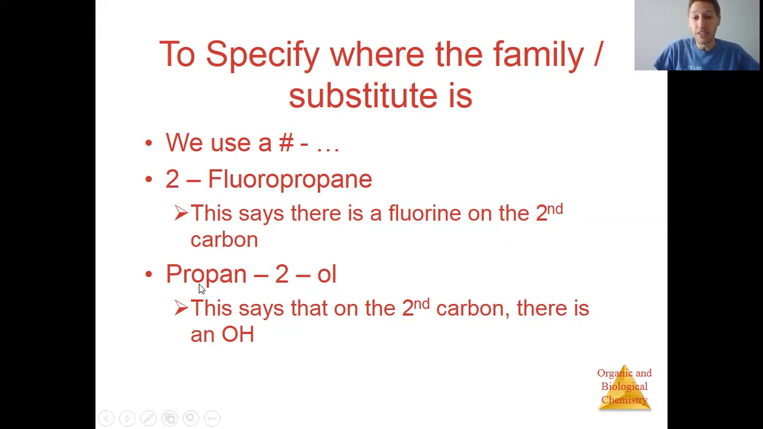So again, another example, propan-2-ol. This is now saying that we have an OH on the 2nd carbon. Do take note that when I spelled this out, the prop stayed the same. This means we have 3 carbons. Instead of having ane, I took off the e here and put a dash. So prop means 3 carbons, an means single bonds, and -2-ol means on the 2nd carbon, we have an OH.